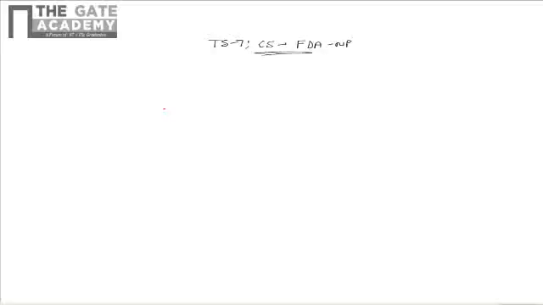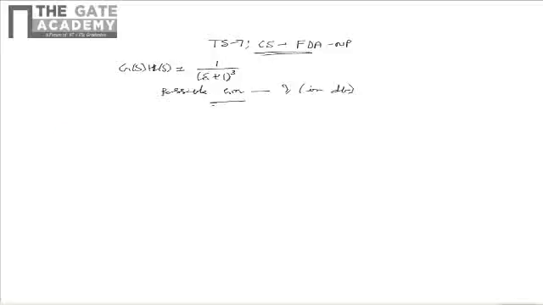As per the question, the open loop transfer function of a unity negative feedback control system is given as G(s)H(s) equal to 1 by (s plus 1) whole cube. We need to find the possible gain margin of the control system in dB.